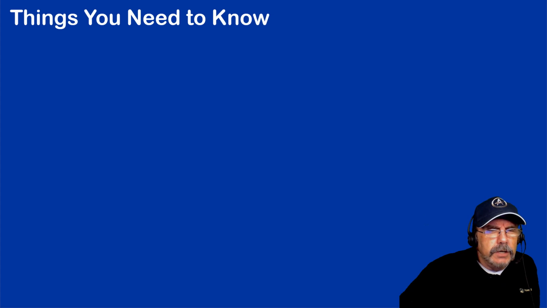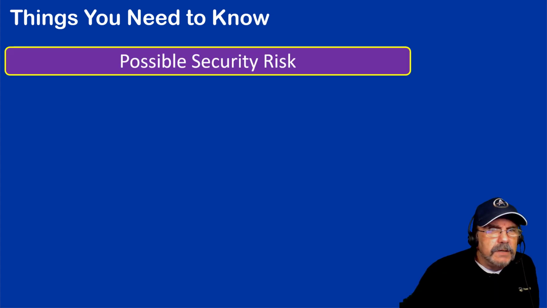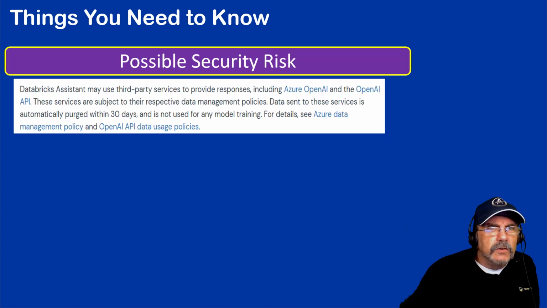Well, there are some things you need to know. As I mentioned and kind of beaten to death, there are potential security risks, and this is what you can find in the documentation. It says Databricks Assistant may use third-party services. That's what I mentioned. You, as an organization, don't have an agreement with these companies. Databricks does. So there's some potential there that you've got to be aware of. They use Azure OpenAI and OpenAI. Now, mind you, they say including, they don't say only or exclusively. So they could add on or may already use some other third-party services they're not telling you about. They're telling you about these.